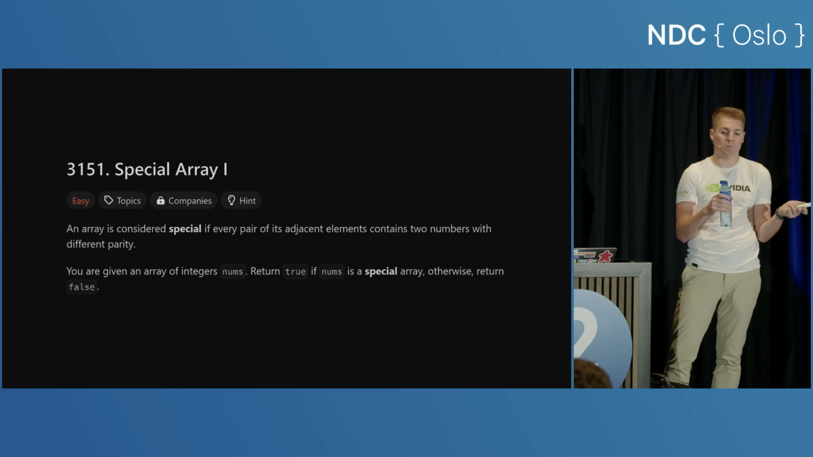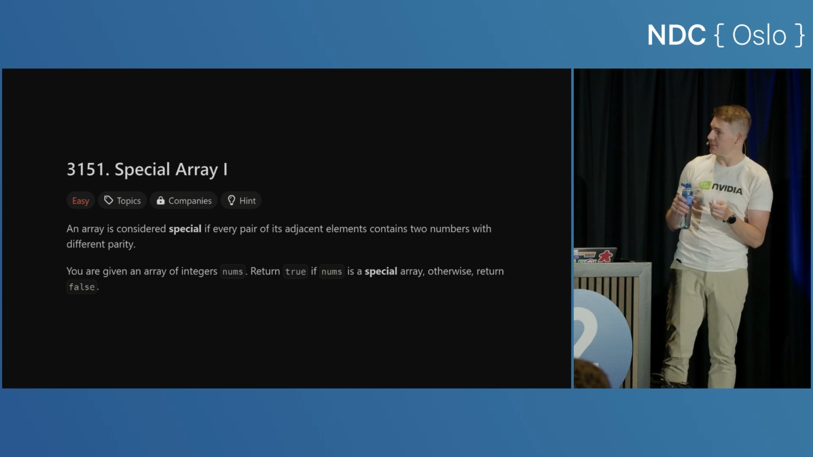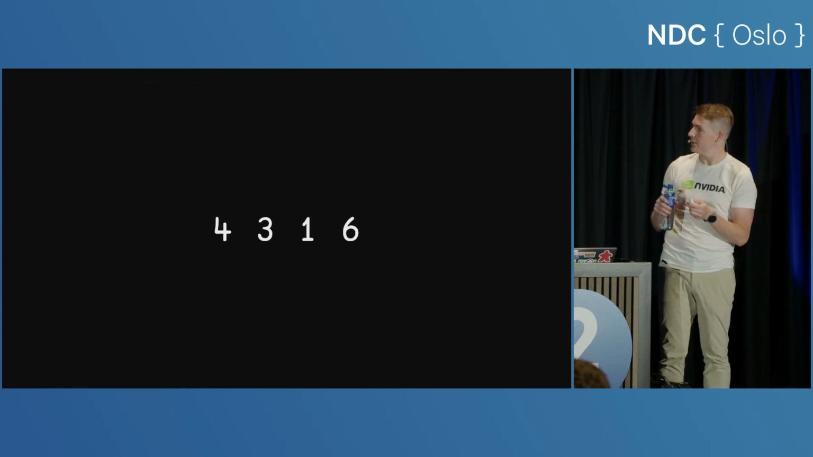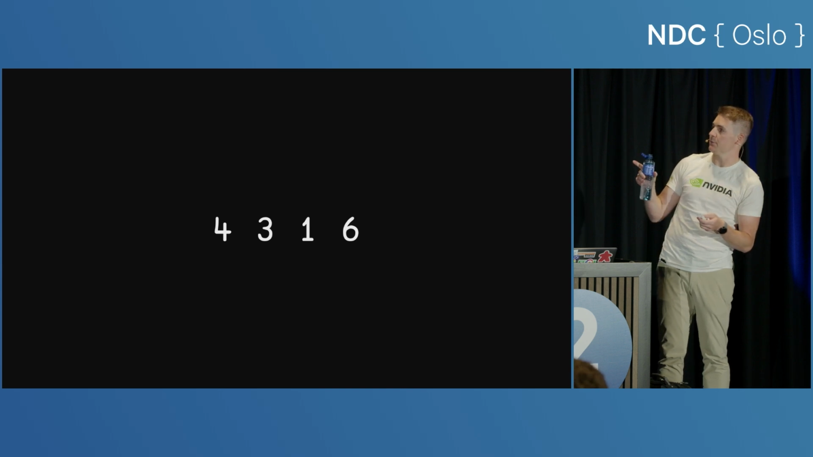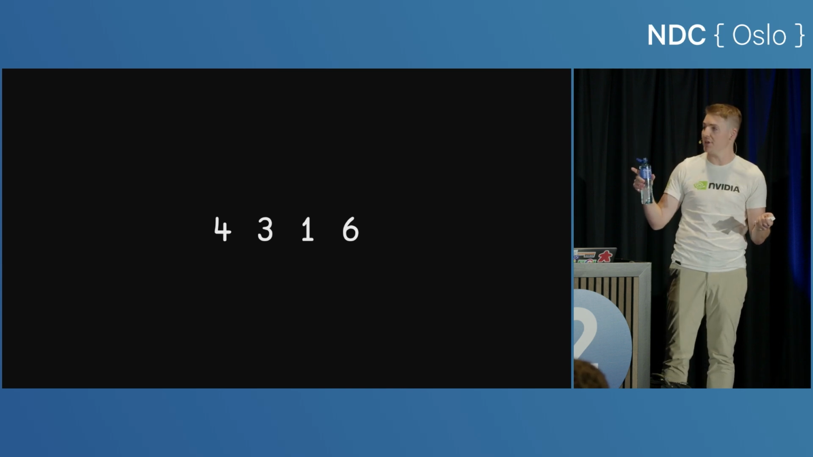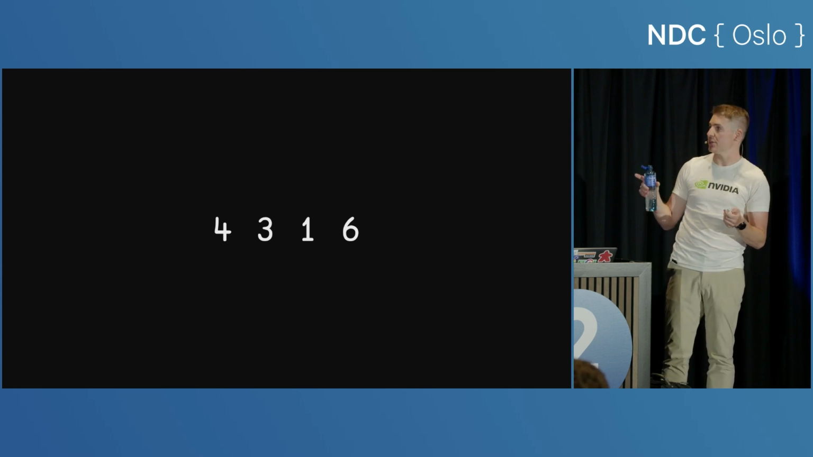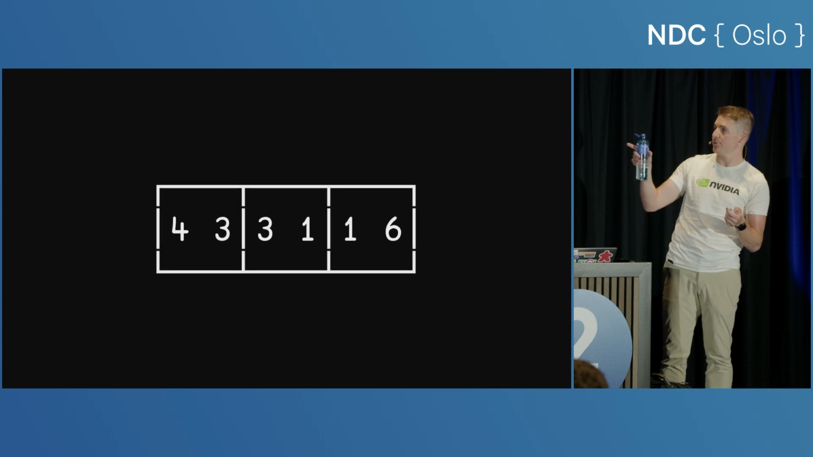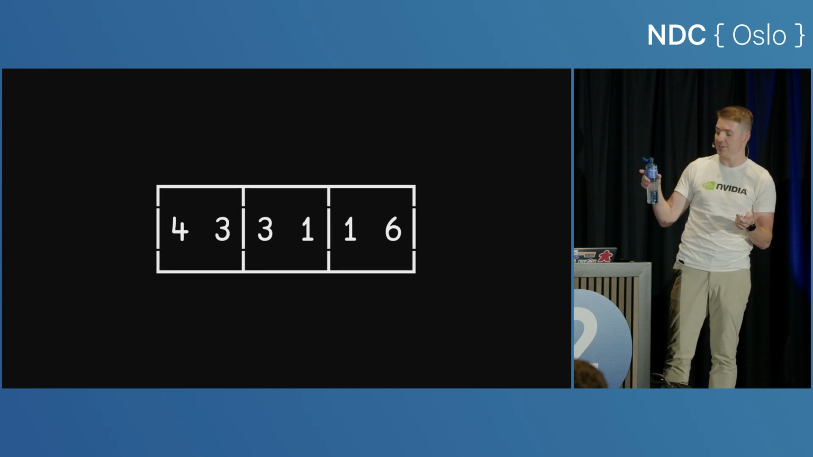It's a pretty straightforward problem. And I think first we're going to look at a simple example, which we're going to use. So 4, 3, 1, 6, 4 numbers. The first thing we want to do is group these by 2. So we've got 4, 3 are the first 2 adjacent, then 3, 1, then 1, 6.